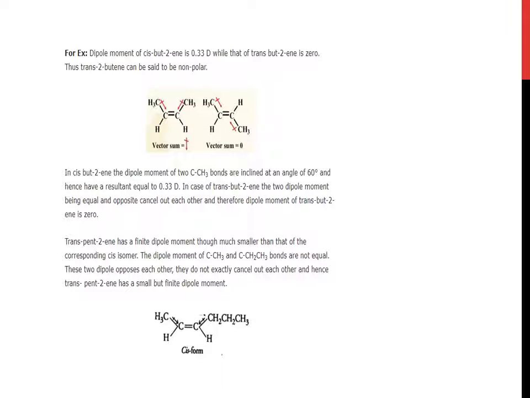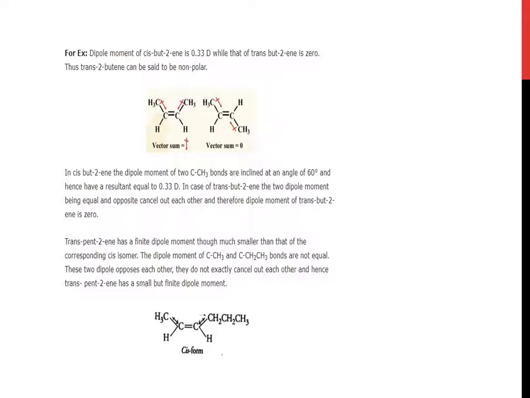In cis butene, the dipole moments of the two carbon-methyl bonds are inclined at an angle of 60 degrees and hence have a resultant equal to 0.33 Debye. In the case of trans butene, the two dipole moments, being equal and opposite, cancel each other, and therefore the dipole moment of trans butene is 0.